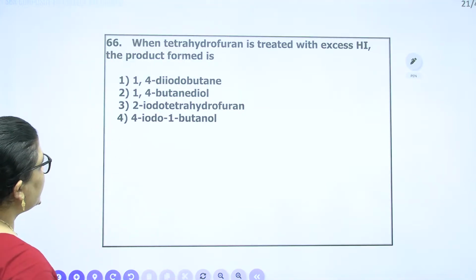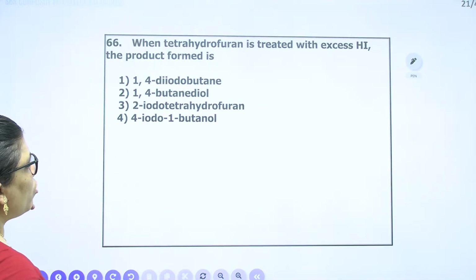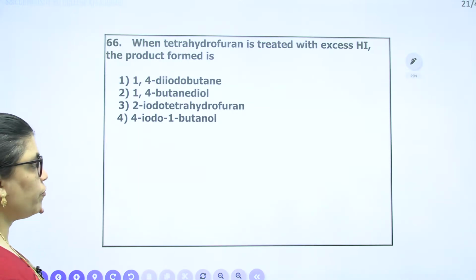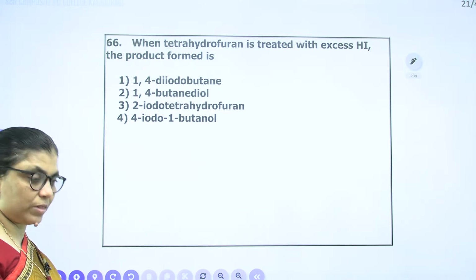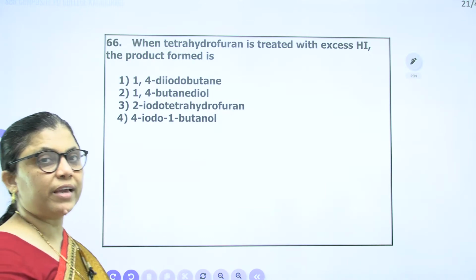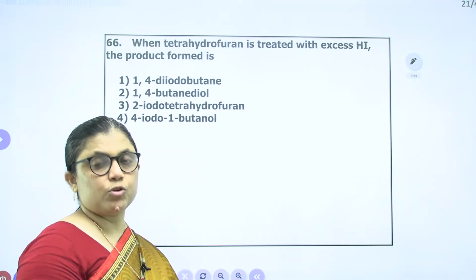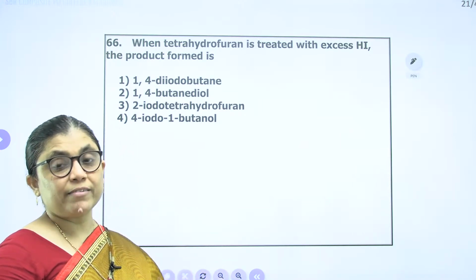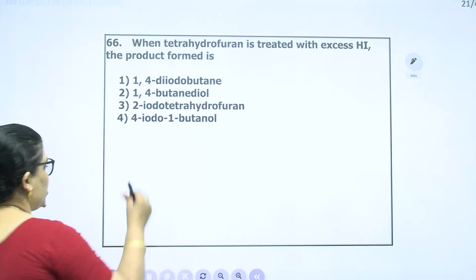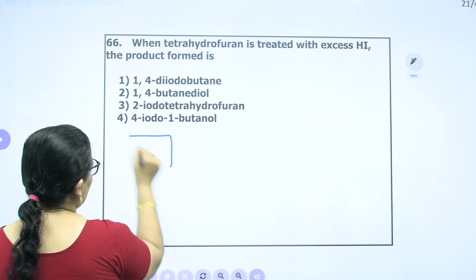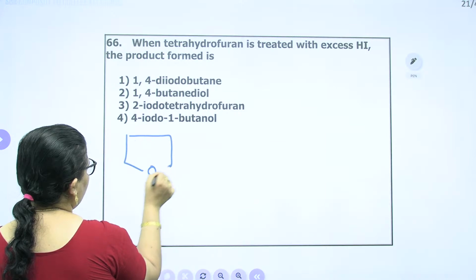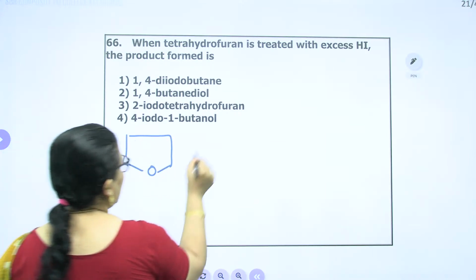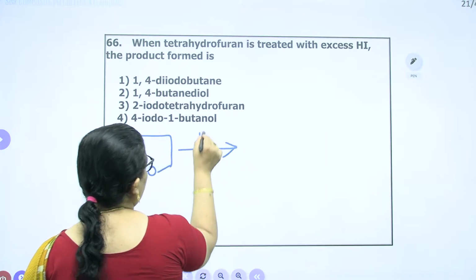Question number 66. When tetrahydrofuran is treated with excess of HI. What is tetrahydrofuran? We have read in the first year topic that furan is a heterocyclic compound where the heteroatom present is oxygen. They said tetrahydrofuran. That means it will be like a furan structure, but all will be saturated.